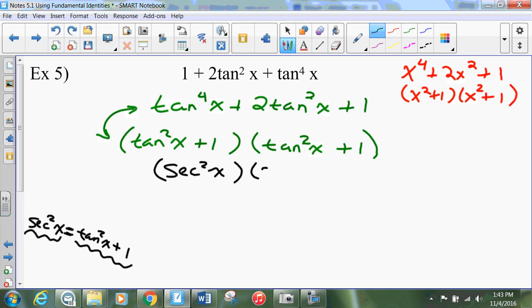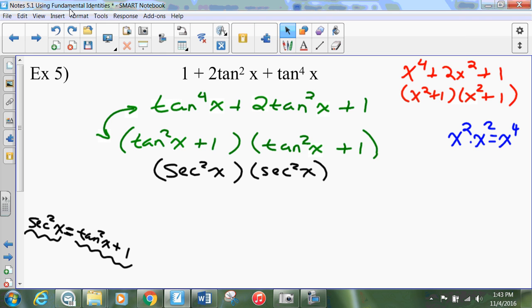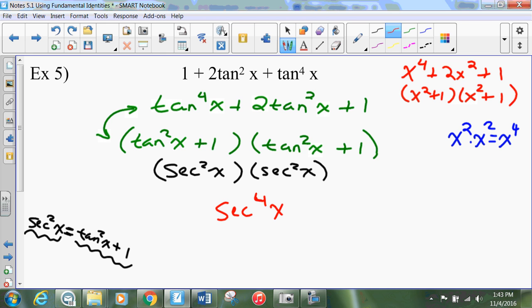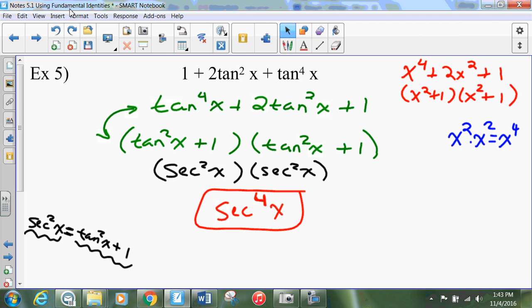And I'm going to do that twice. Then we have to remind ourselves real quickly that if I had x squared times x squared, then I add my exponents, and I'd have x to the 4th. Same thing here. I will have secant to the 4th power of x. So that's as far as I can simplify it. I cannot simplify it further.